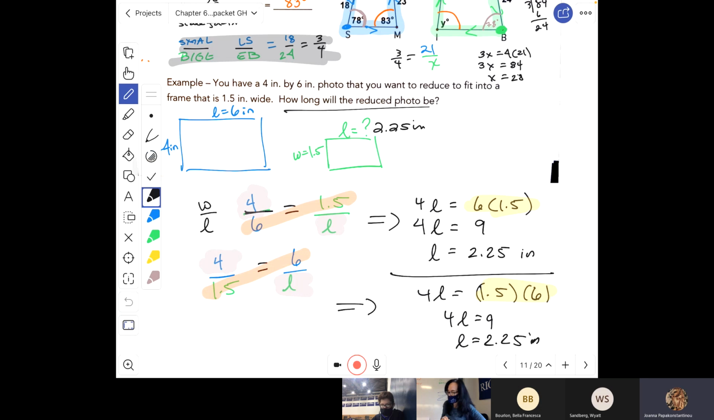So of course, this is a word problem. You would say the reduced photo would be 2.25, and you'd have to put your units.